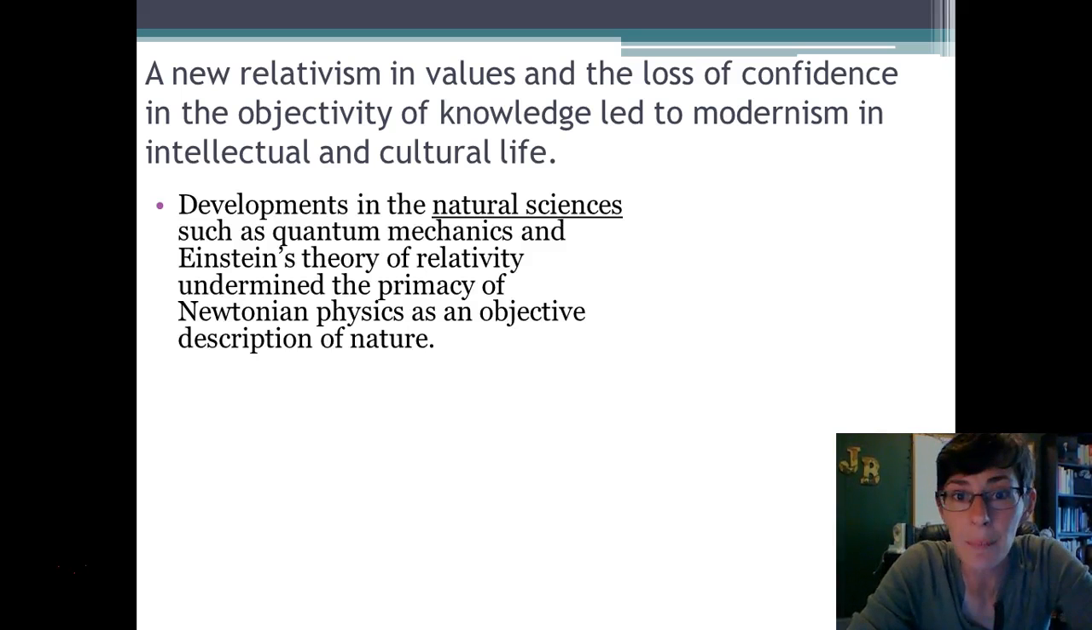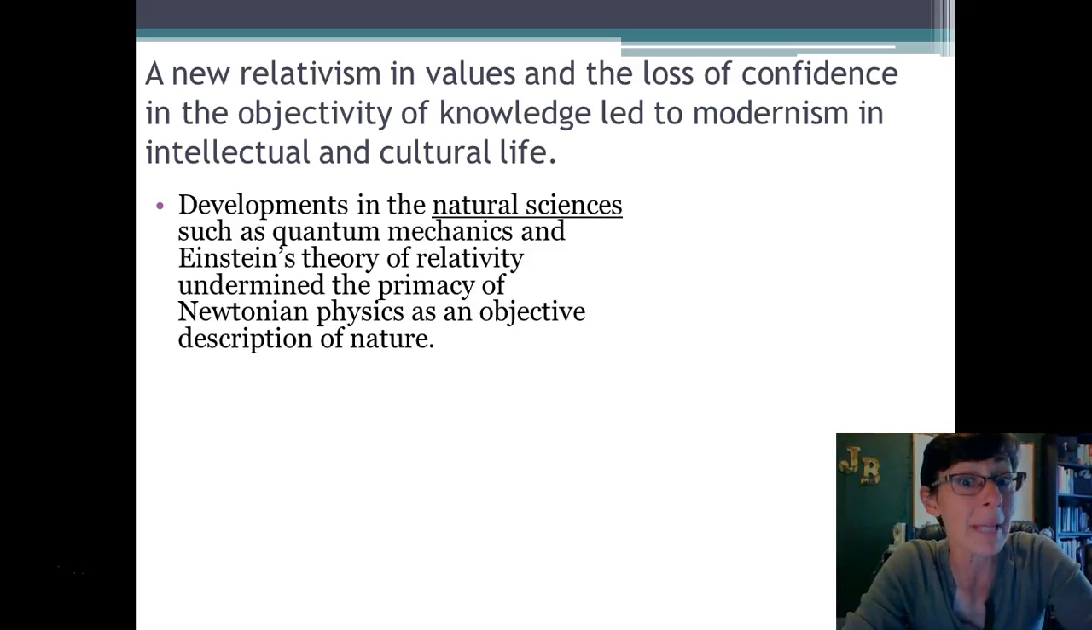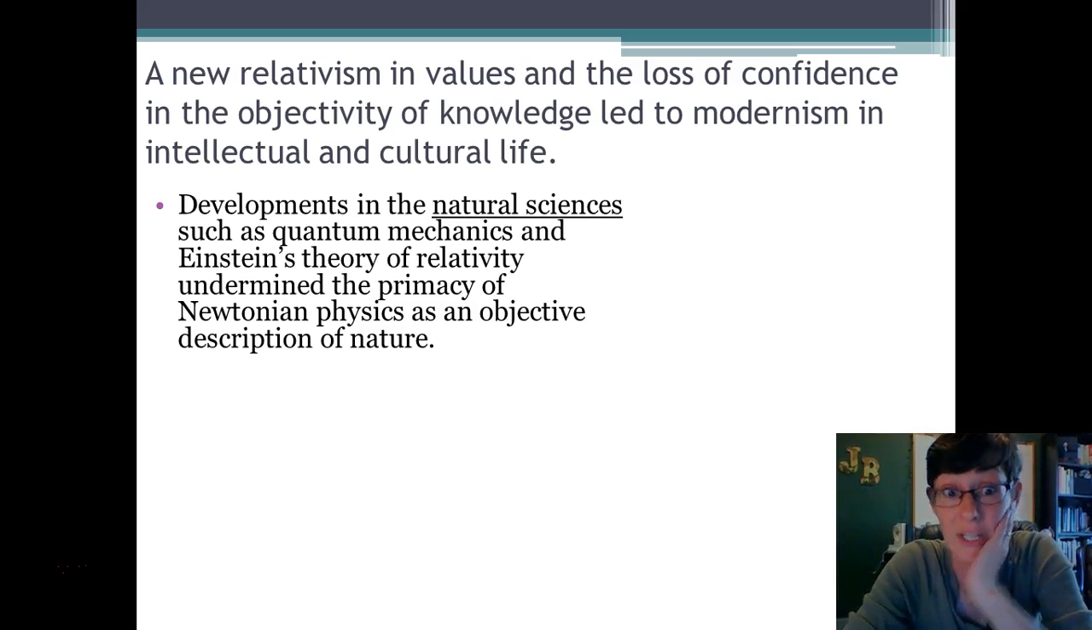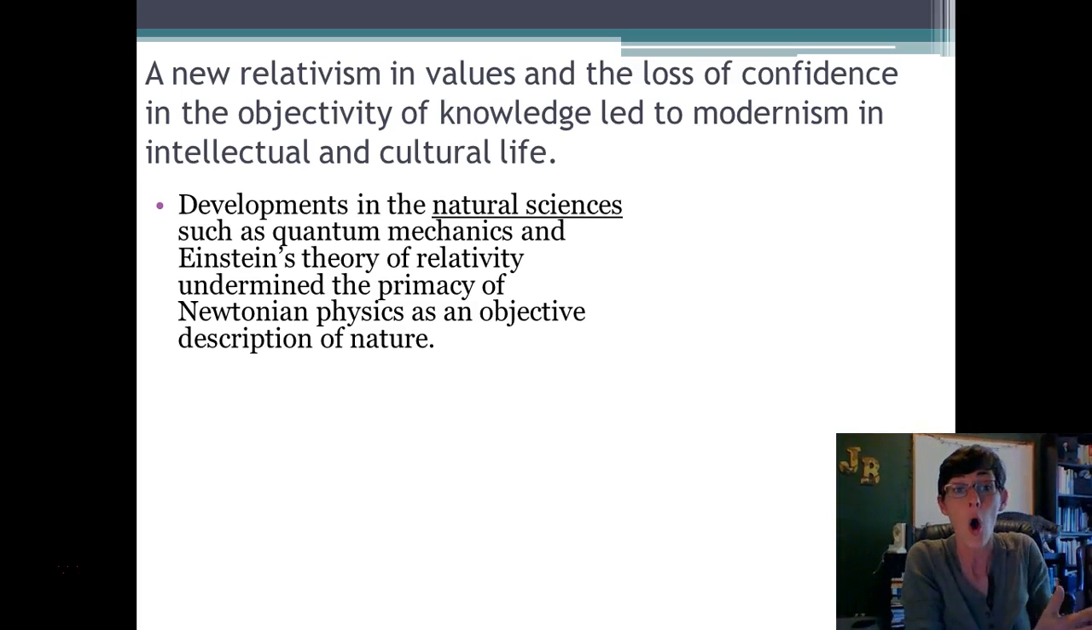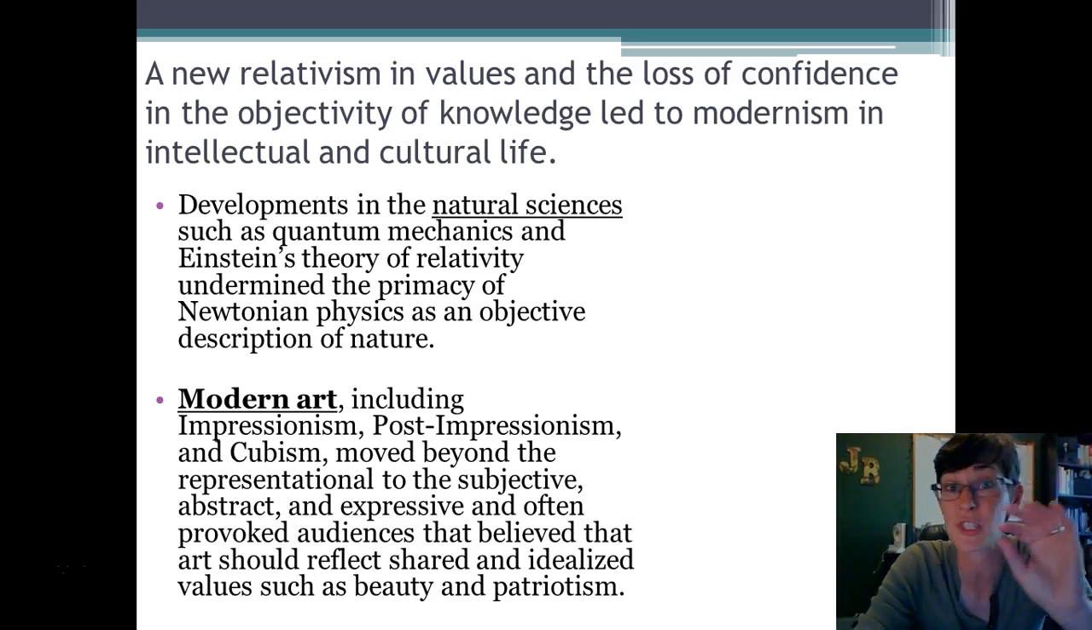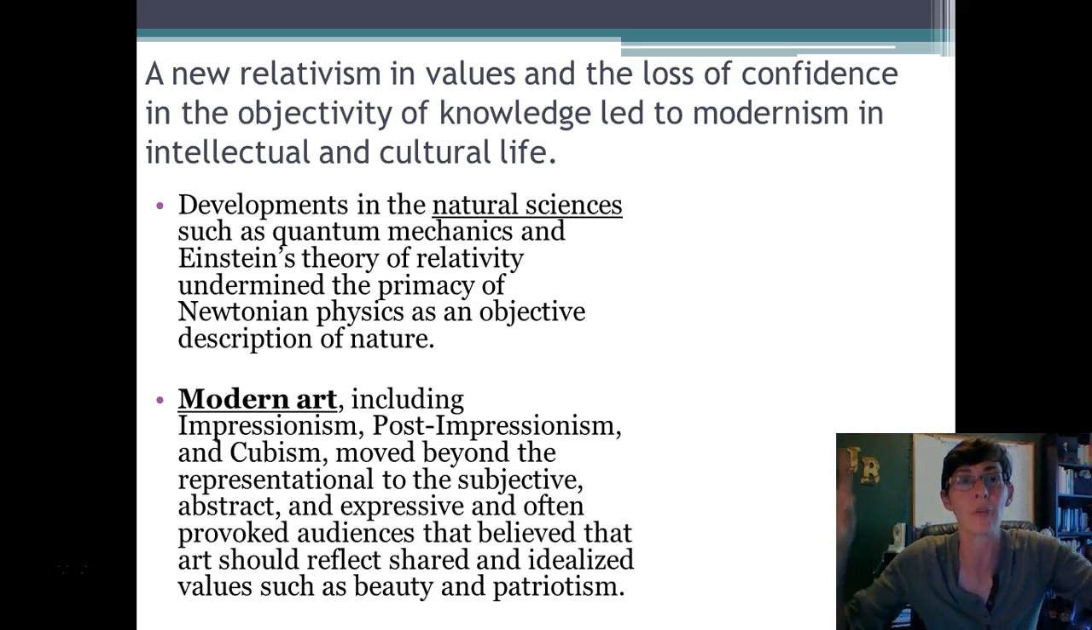Let's continue. Developments in the natural sciences, such as quantum mechanics. Don't ask me to explain how quantum mechanics works. I'm a social studies person. That's a physics thing. And Einstein's theory of relativity undermined the primacy of Newtonian physics as an objective description of nature. Newton reigned supreme all the way up through the Enlightenment and up until this point where Einstein started to take precedence.